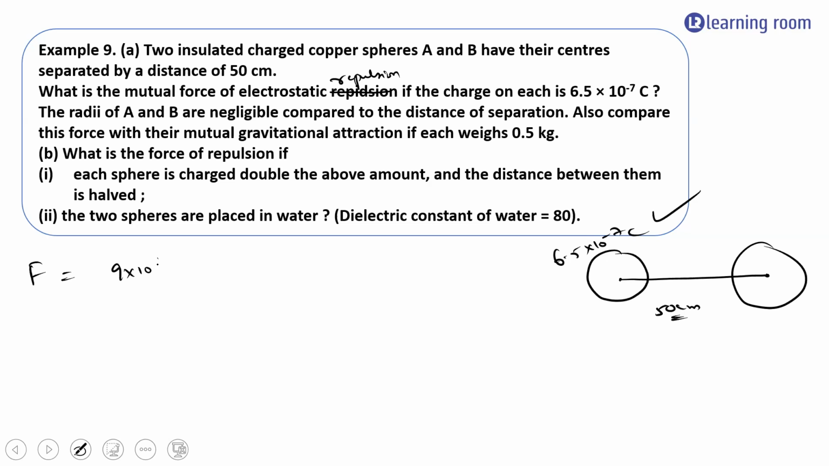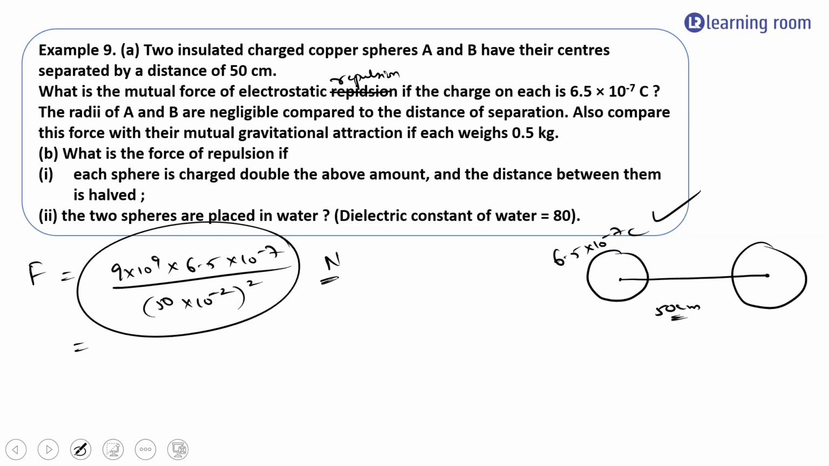It's going to be Coulomb's law. Yes. 9 into 10 power 9 into 10 power minus 7 divided by r square, that is 50 into 10 power minus 2, the whole square. So this part you calculate, those many Newton is going to be the answer.